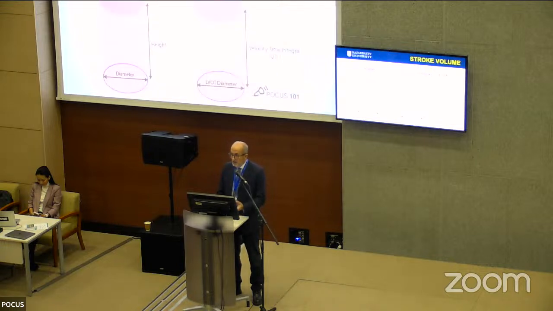So it is a cylinder of blood, and if you want to measure the volume of the cylinder, you need to know the area and the height of the cylinder. So at the level of the left ventricular outflow tract, we need to measure the LVOT area and the distance of the blood within the left ventricular outflow tract. And this distance is measured by Doppler. We will see later how to do that with the velocity time integral.